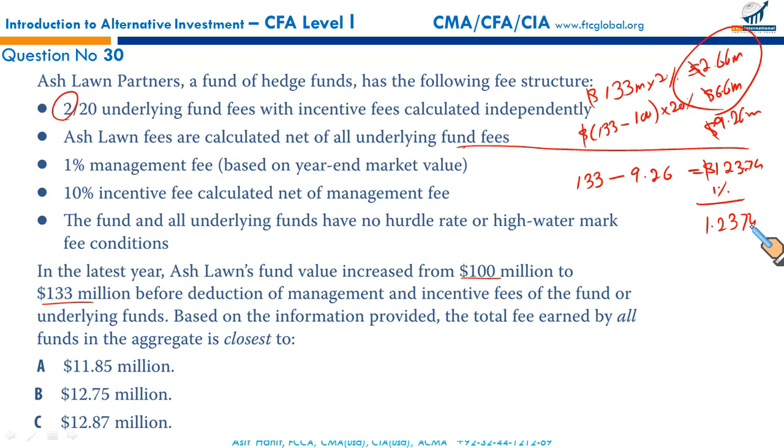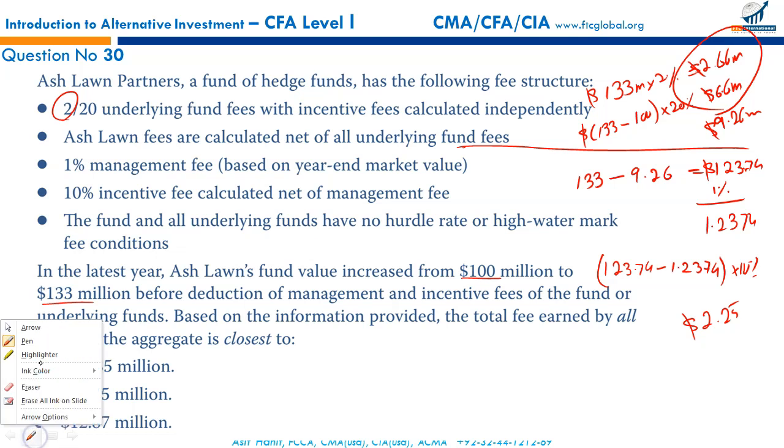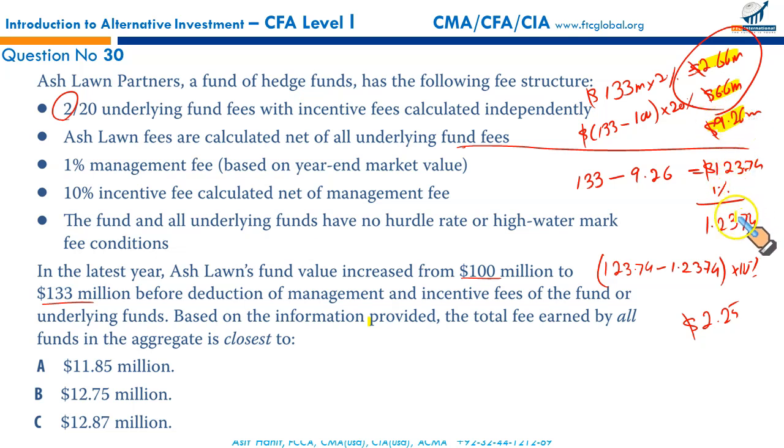Then next, incentive fee. Incentive fee would be 123.74 less 1.2374's 10%, which will be, if simplified, 2.25 million approximately. Now, since we have to calculate the total fee, it's going to be this 2.66, 6.6, which is 9.26, and this 1.237 plus 2.25. This will give you the aggregate fee earned by all funds, and if you add all these, it should be closest to 12.75. So that gives you B to be the correct option.